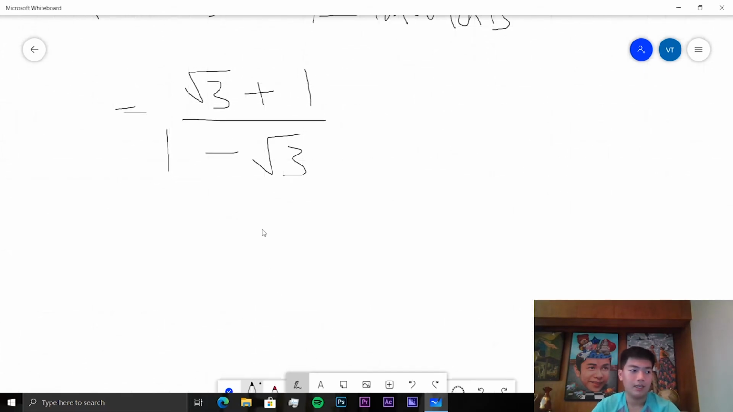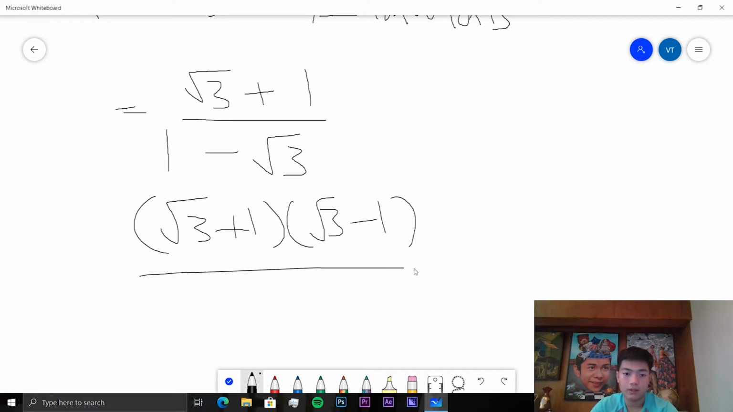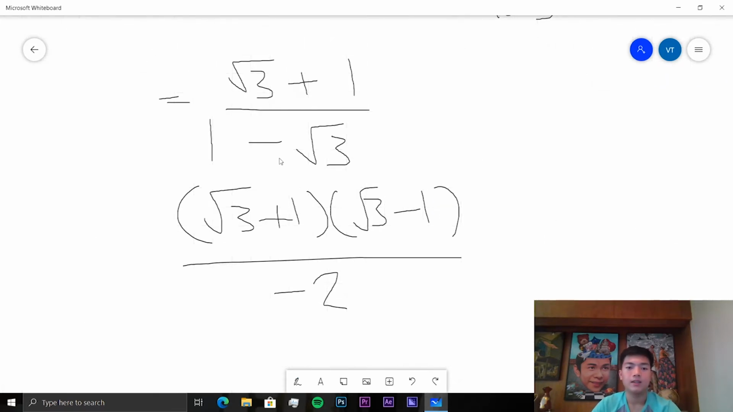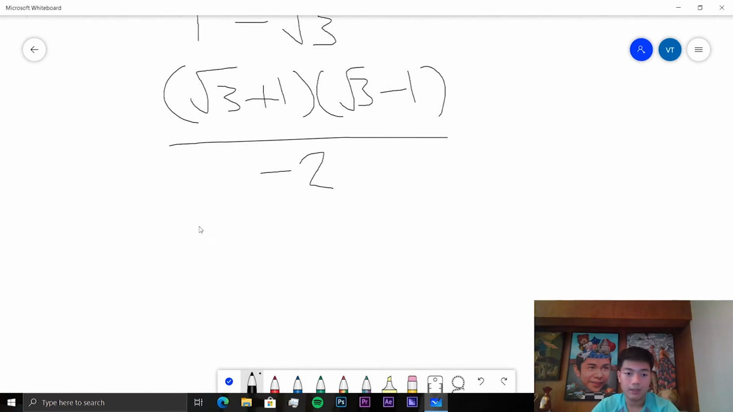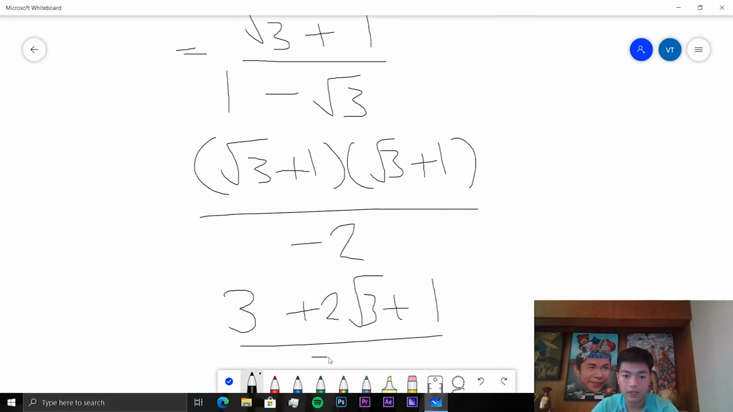So in order to rationalize this, let's multiply top and bottom by this. So we have root 3 plus 1 times root 3 minus 1 over, well, negative 2 really, since this is 1 squared minus root 3 squared, which is negative 2. Oh, sorry, no, it should be times plus 1 up here. So we actually get root 3 plus 2 root 3 plus 1 over negative 2.